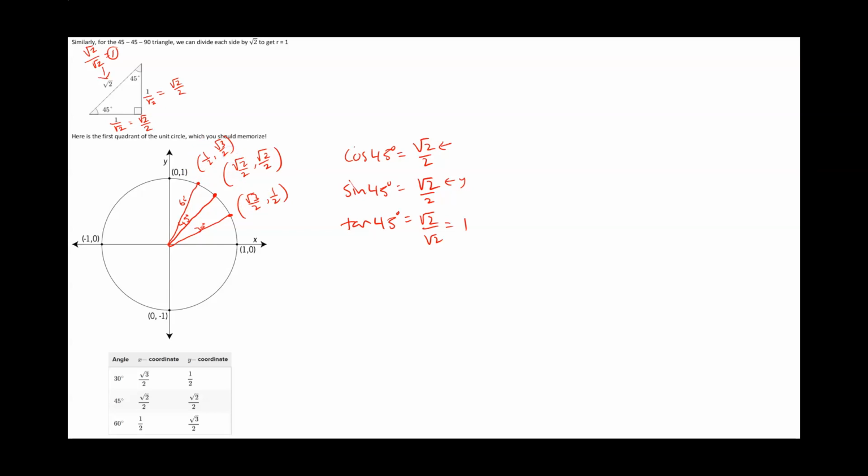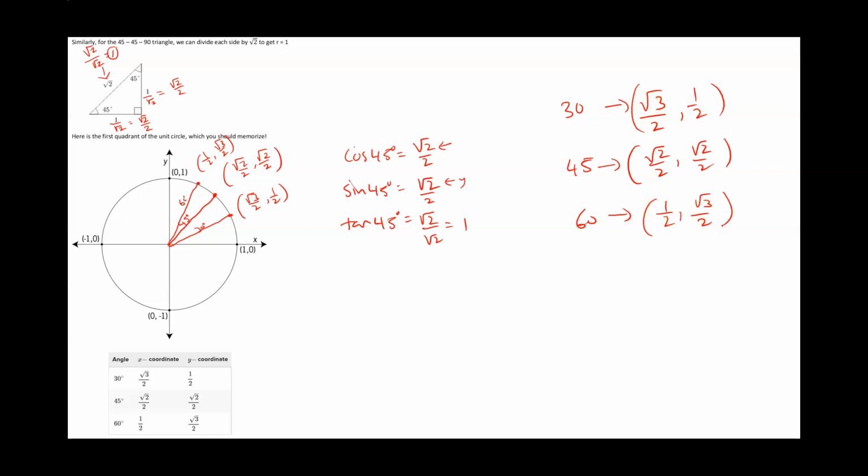So here's an easy way to memorize this. 30 and 3, they have the same number. So 30 is going to be radical 3 over 2 as the x value, and then 1/2. 45 is the same for both. So that'll be radical 2 over 2, comma radical 2 over 2. And then for 60, it's going to be the reverse of the 30, so it'll be 1/2, comma radical 3 over 2.